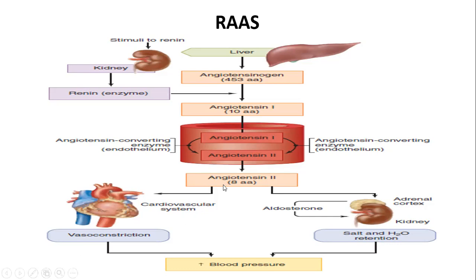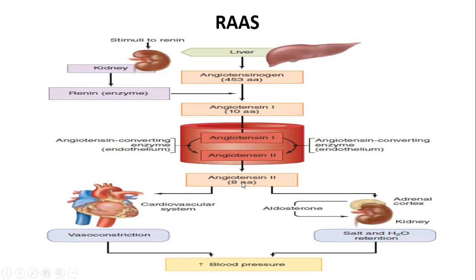Number one, it can go to the cardiovascular system and influence it, hence causing what we call vasoconstriction. If the blood vessels reduce in size, the pressure is going to increase. An example that I can give: when you're watering the garden using a hose pipe and you reduce the size of the lumen of the hose pipe, the pressure increases. That's the same phenomenon.